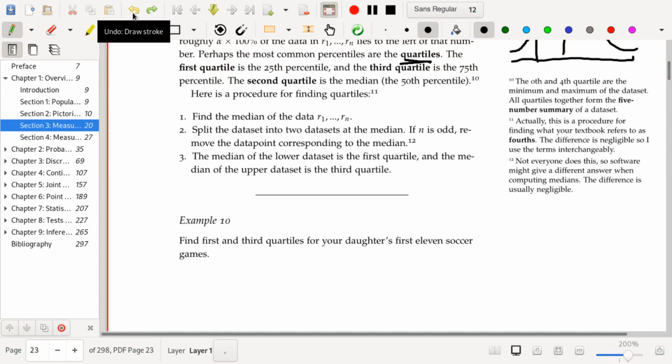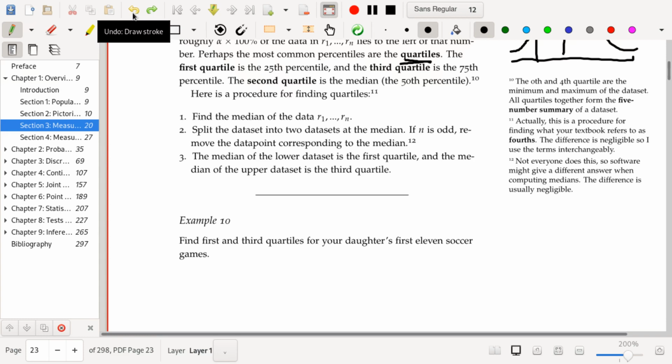So, here's a procedure for finding quartiles. First, find the median of the data set. Then split the data set into 2 data sets at the median. And we're working with the ordered data set now. So split it into 2 data sets at the median. If n is odd, remove the data point that corresponds to the median.